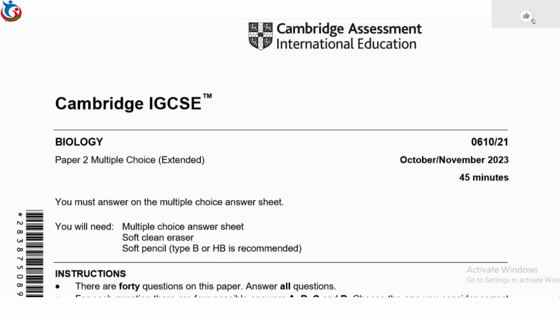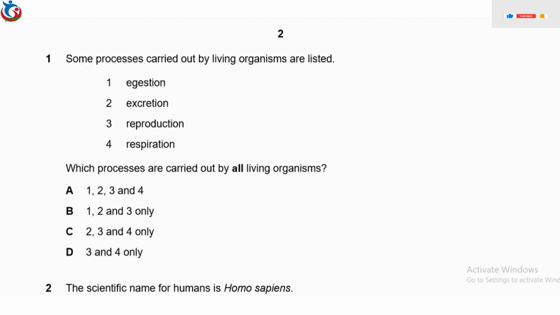This is paper 2, multiple choice questions for the extended candidates. So we'll be taking this as part of preparation for this year's October-November IGCSE Biology. So from here we'll move straight to question 1.